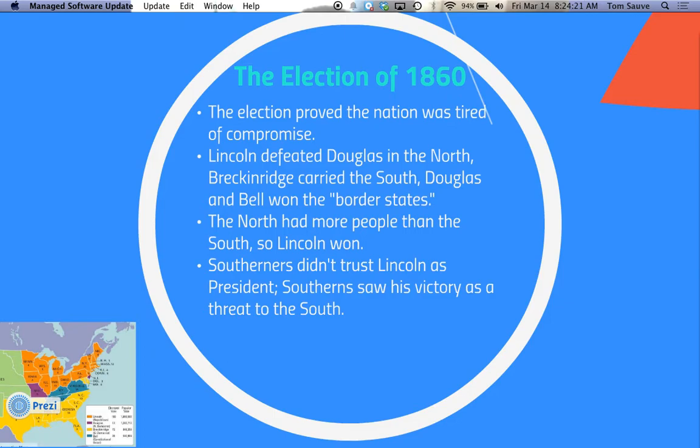Now, the outcome of the election made it clear that the nation was tired of compromise. Lincoln defeated Douglas in the North, and Breckinridge carried most of the South. Douglas and Bell managed to win only in the states between the North and the Deep South. Because the North had more people in it than the South, Lincoln won the election. Despite Lincoln's statements that he would do nothing to abolish slavery in the South, white Southerners did not trust him at all.